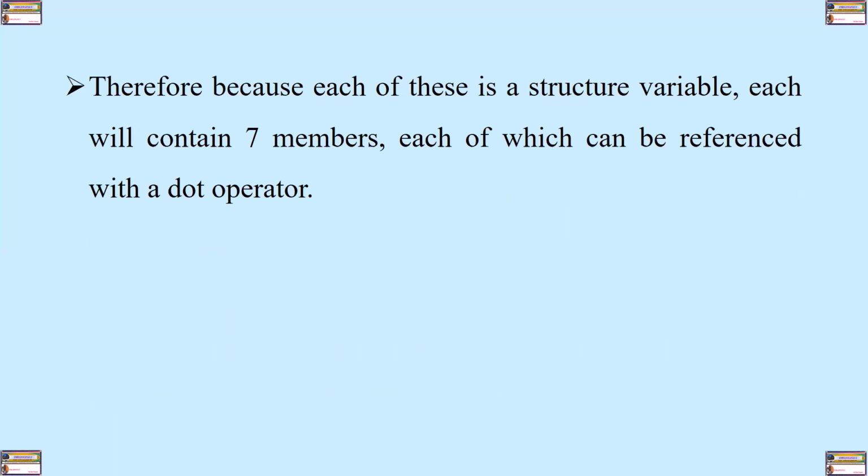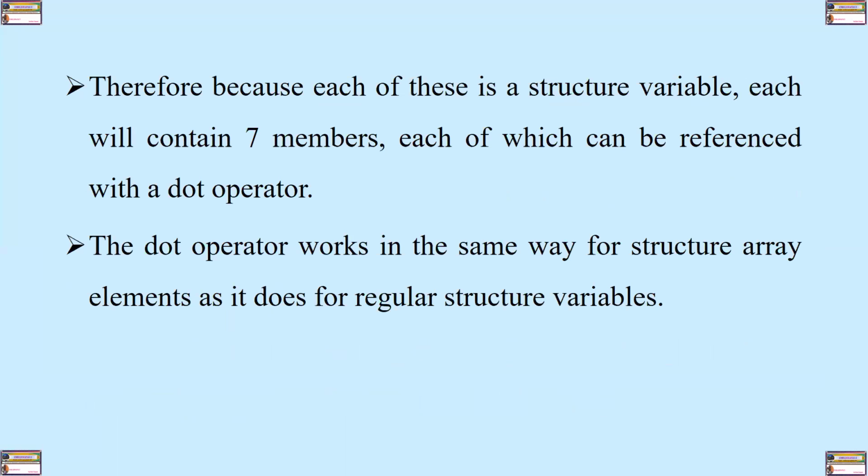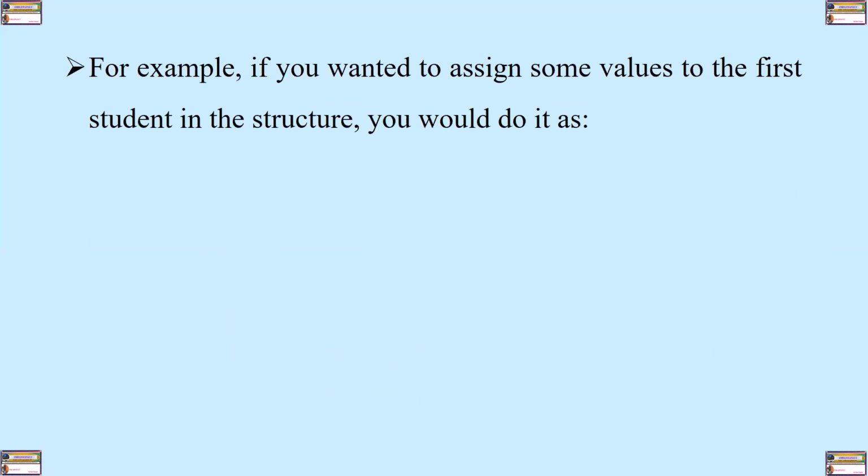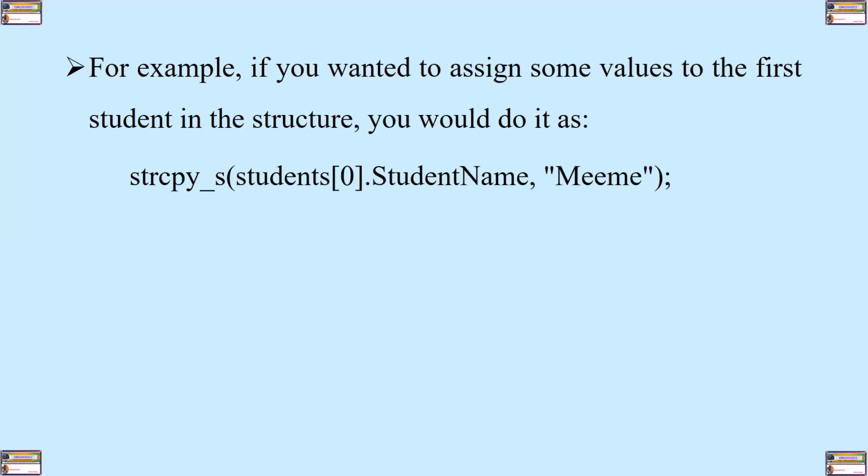Therefore, because each of these is a structure variable, each will contain 7 members, each of which can be referenced using a dot operator, just as we have learned. The dot operator works in the same way for structure array elements as it does for regular structure variables. To access and manipulate any member of the array of struct, you still make use of the dot operator as you have learned. For example, if you wanted to assign some values to the first student in the structure, you would do it as follows.